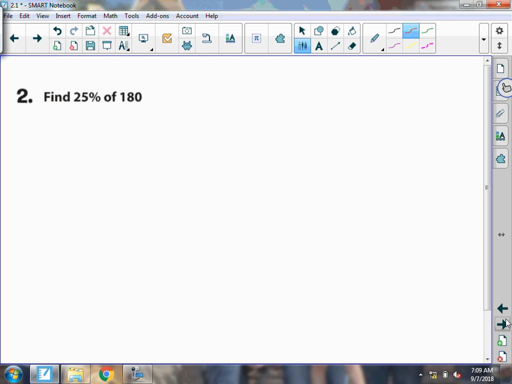Okay, copy this one down. We're going to do the same thing here. Find 25% of 180. So we're going to move our decimal 2 places to the left. So since there's no decimal in here, that means it's at the end. So move it 2 places to the left. So that is 0.25. We're going to multiply it by 180. 180 is longer, so I'm going to put it at the top.